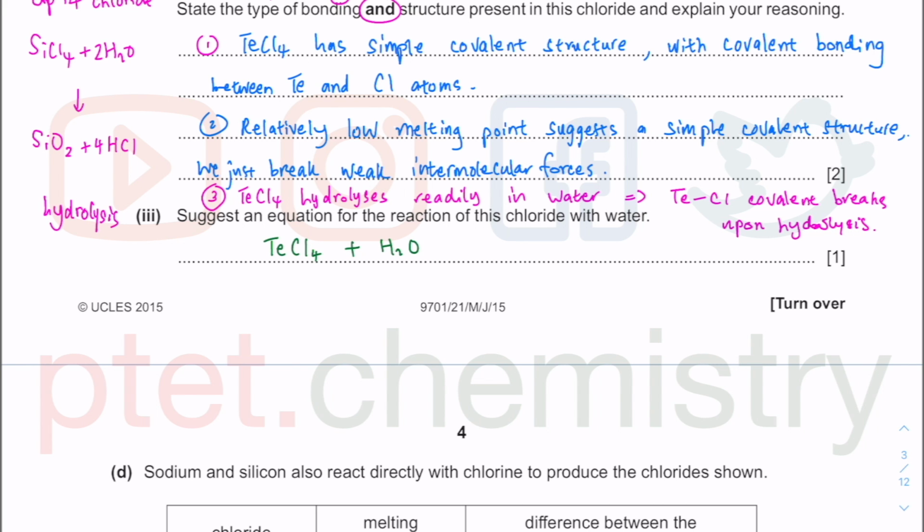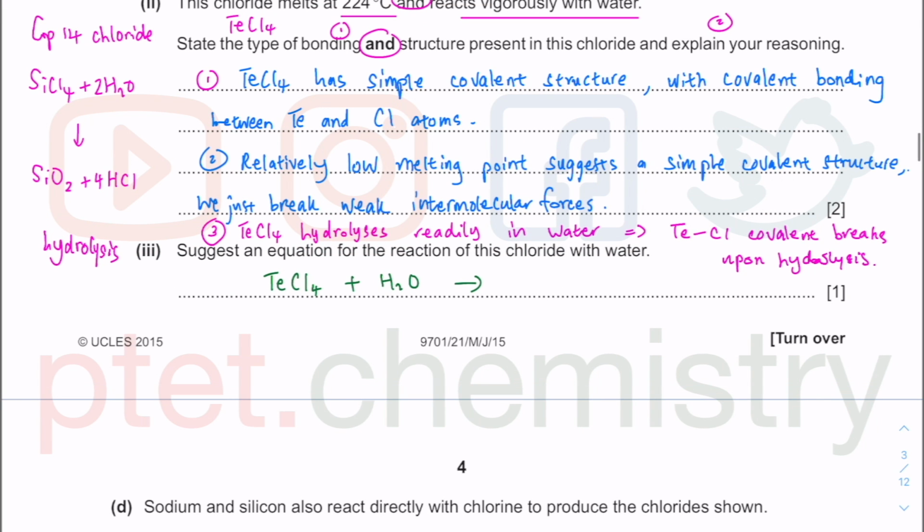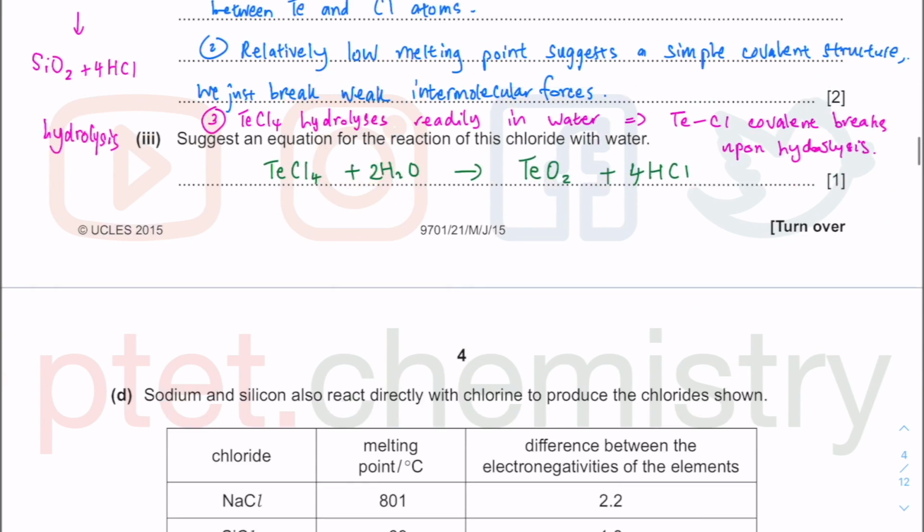reacts with water. I can draw inspiration from what I had done previously with silicon tetrachloride, which is from group 14 chloride, your period 3 chemistry. Oops, not silicon, but TeO2 perhaps, tellurium oxide, and what I get could be HCl, and 4 of that and 2 of that suggest. So it's not in your syllabus, but it is based on something that you might be able to get from your syllabus, just like that.